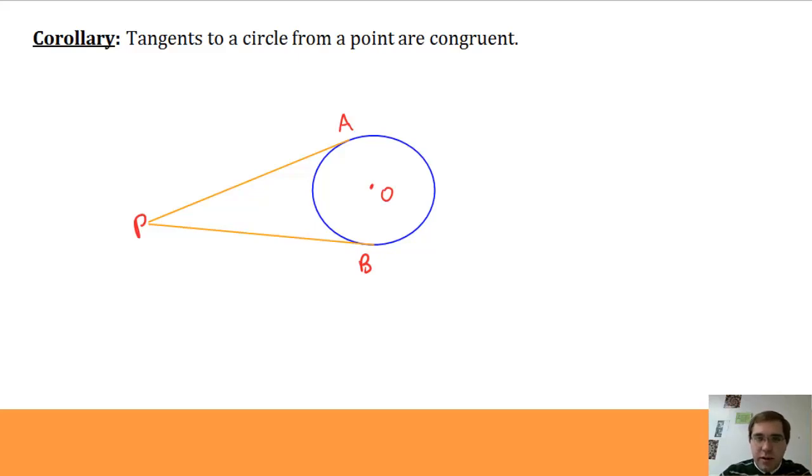This is a corollary to the previous theorem. That means it follows very easily. Tangents to a circle from the same point are congruent. So I've got two orange tangent lines here, both drawn from point P, so they come from the same point. Those two tangents are going to be congruent because they are both tangent to the circle. So PA is going to be congruent to PB.